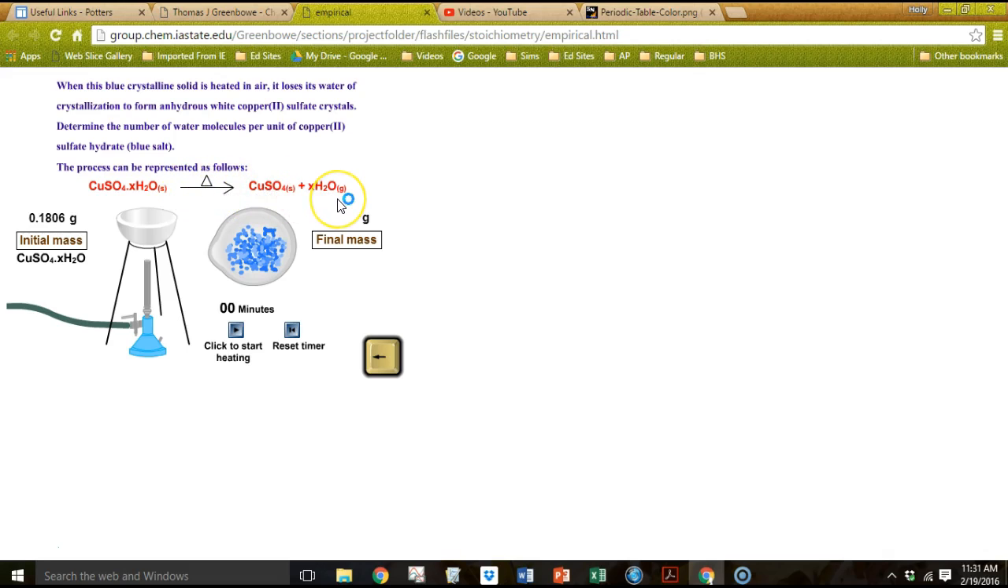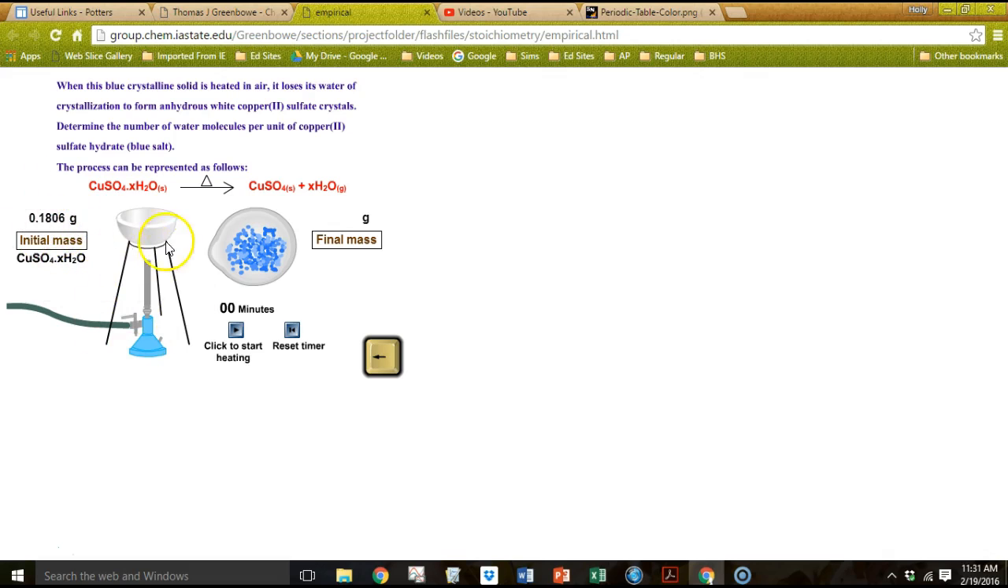going to be evaporated off into a gas and it'll leave behind what we call the anhydrate, which is then just the ionic compound. So this is copper 2 sulfate. We're going to be trying to figure out how many waters of hydration are attached. Our initial mass is 0.1806 grams for the hydrate. And again, we don't know what exactly the formula is here, and that's what we're going to try figuring out.